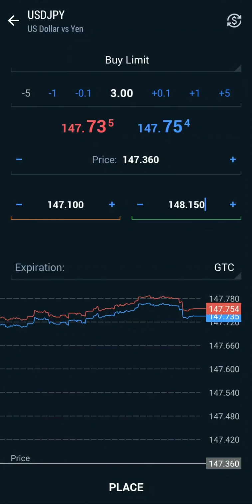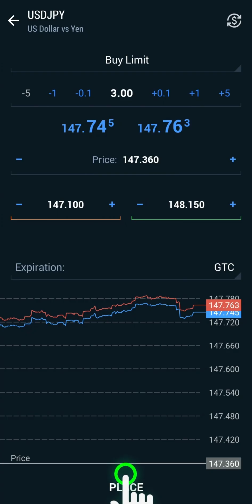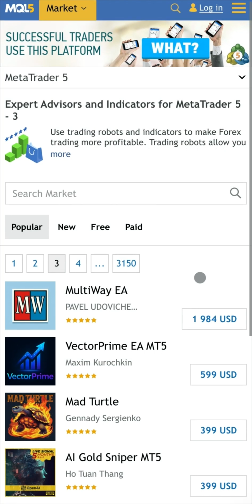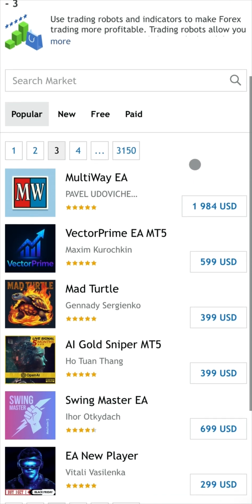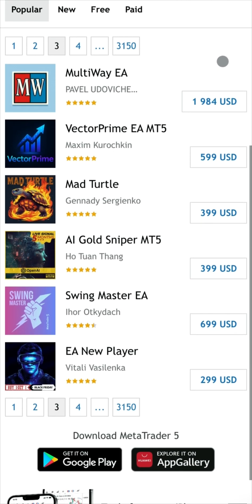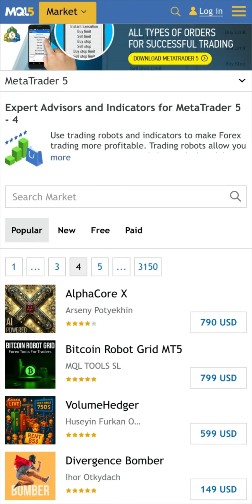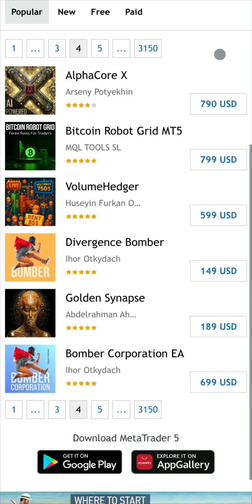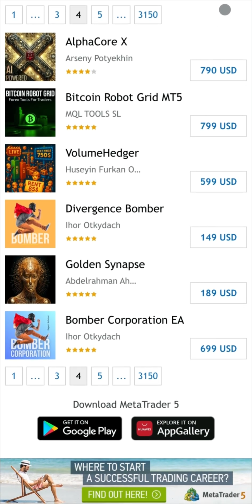Set your entry price, lot size, stop loss, and take profit the same way. Then tap Place. You may have heard of expert advisors or trading signals. These are desktop features that allow for automation and facilitate advanced strategies. While they're not available on mobile just yet, they're worth exploring if you use MT5 across devices.